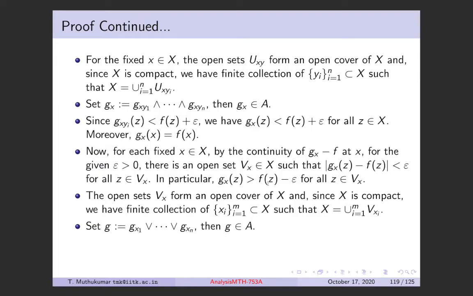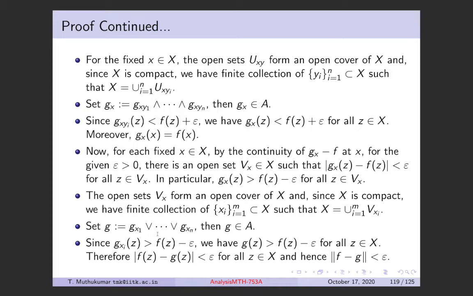In fact, G_{x,i} was this, so G(z) is greater than or equal to this for all z in X. Now, combining with what we had before, we actually have that |f minus g| is less than epsilon for all z in X, which is precisely what we wanted to prove. So we have actually shown the density of A.